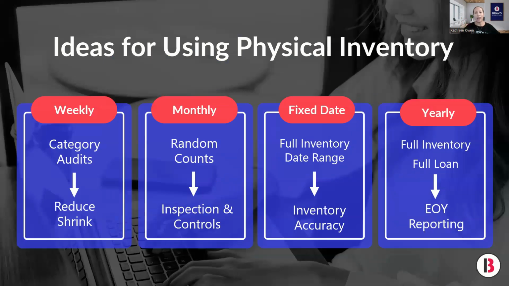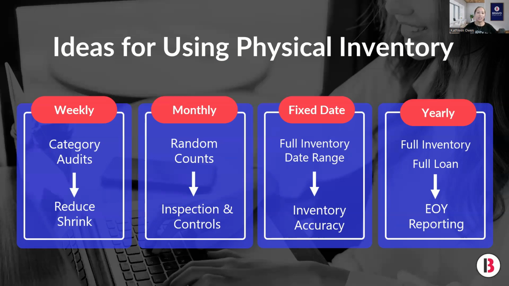So let's talk about how you can make physical inventory a regular part of operations and not just a once a year event, but a tool for better controls and efficiency. Weekly category audits are a really great way to get hands-on with your high value items. Instead of waiting for a big inventory audit, you can rotate through different categories each week. One week you could check laptops, the next maybe rings, and this will keep you familiar with what's in stock and makes it easier for you to spot missing or misplaced items before it becomes an issue.